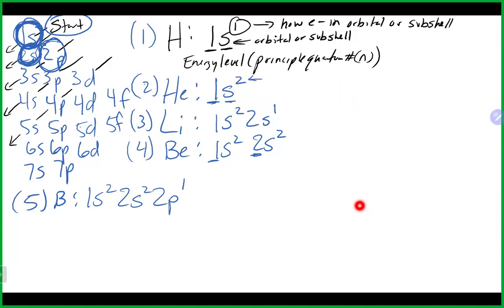That means that boron has how many electrons on the first energy level? How many on the second? I heard 2 and 3. The right answer is 3. The second energy level has 2, and also 1. So we have 3 electrons. 2 of them are hanging out in the s orbital. 1 of them is hanging out in the p subshell, right? How many more electrons can I put into that p subshell before it is filled? 5 more.